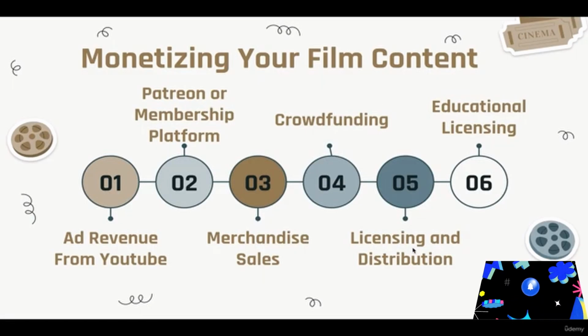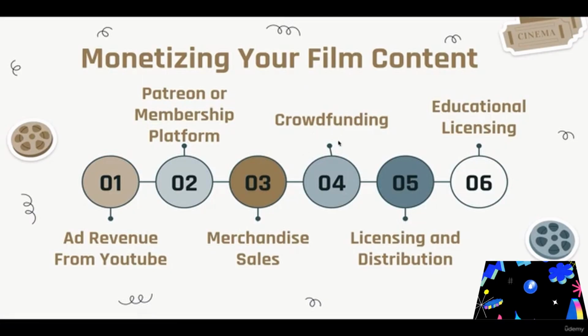Let's move on to the next one here, licensing and distribution, right? So you can consider licensing your AI generated film to distribution companies, streaming platforms, or television networks, where you will be able to earn royalty fees or one-time licensing fees for your content, right? So every single time someone uses your film, they're going to pay you, right? So it's going to be a very sustainable passive income.